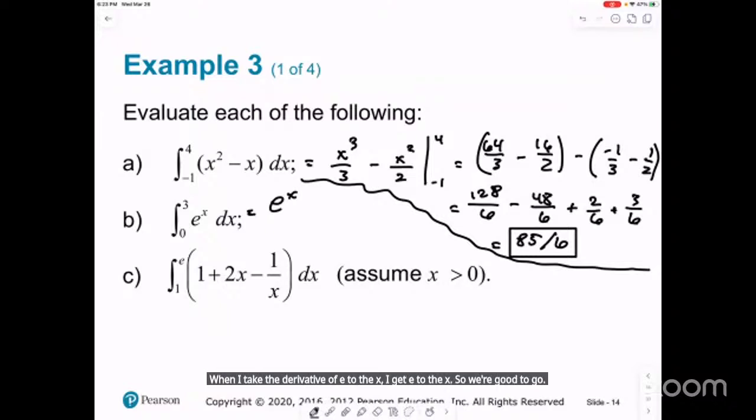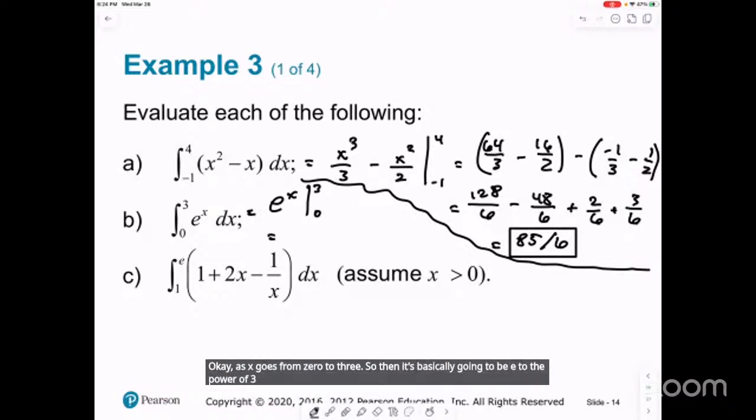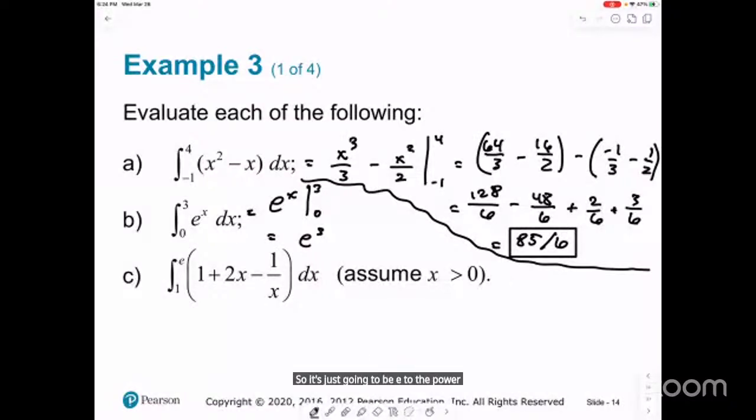I want to evaluate this antiderivative as x goes from 0 to 3. So then it's basically going to be e to the power of 3. E to the power of 0 is what? 1. So it's just going to be e to the power of 3 minus 1.